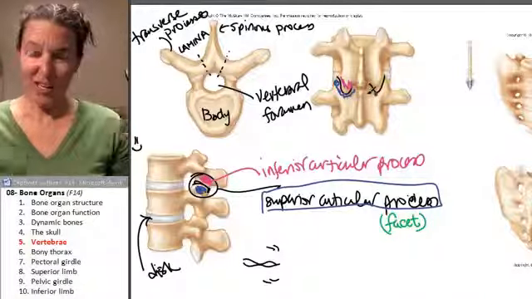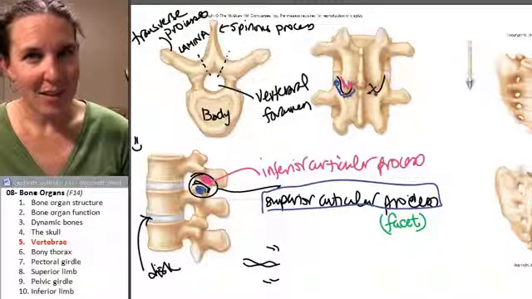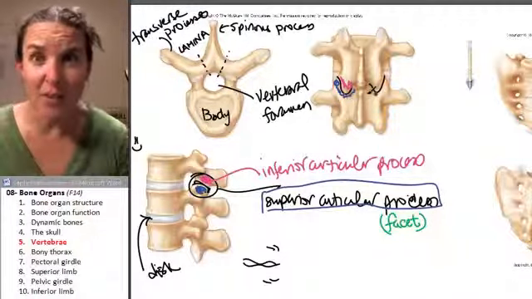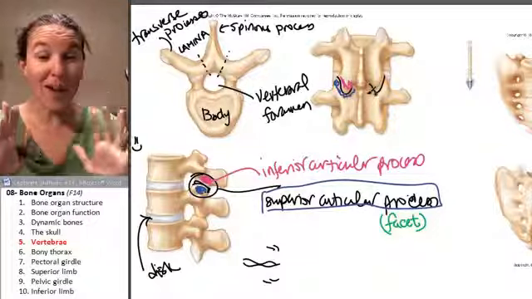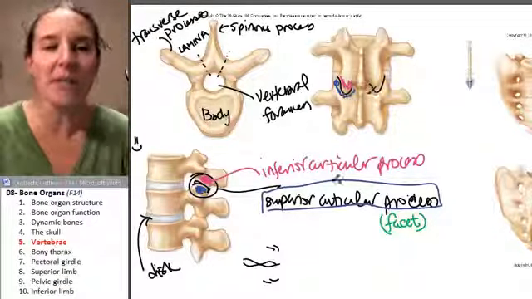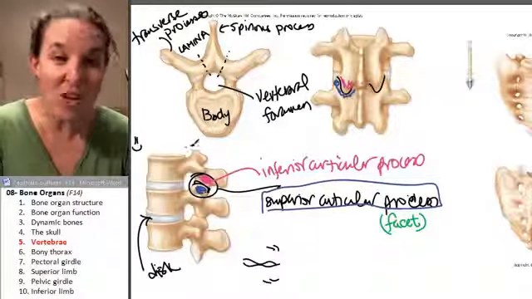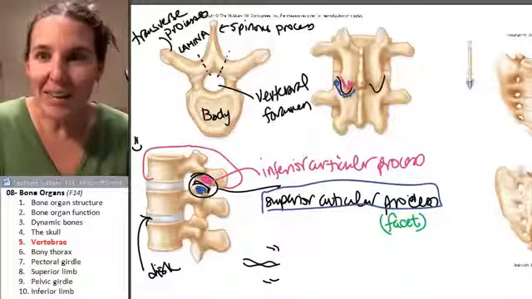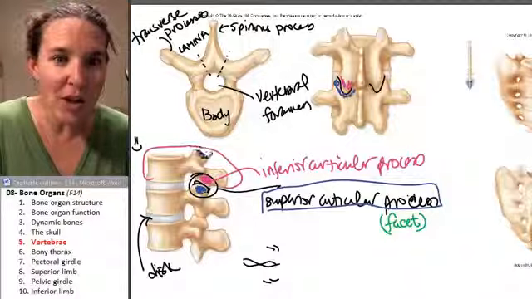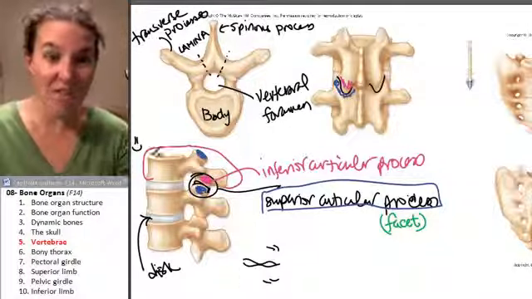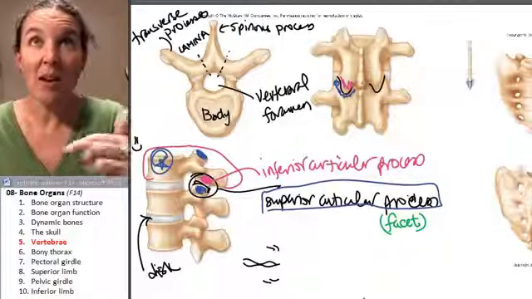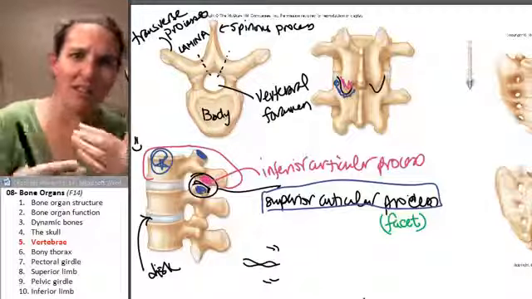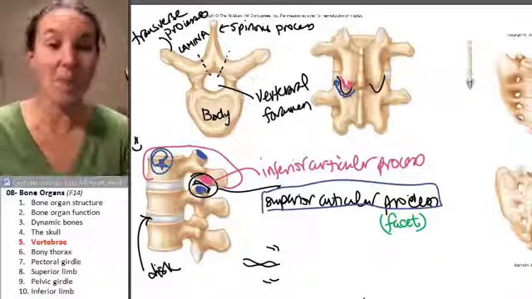Now, your inferior articular process from one vertebra is superior to the superior articular process of the inferior vertebra. What? But if you think about it, take a deep breath and think about it, it makes perfect sense because we're talking about the inferior articular facet on this single vertebra. That single vertebra also has a superior articular facet on the top half of this vertebra, and that articulates with the inferior articular process of the next fella. Did you follow that? It makes sense.